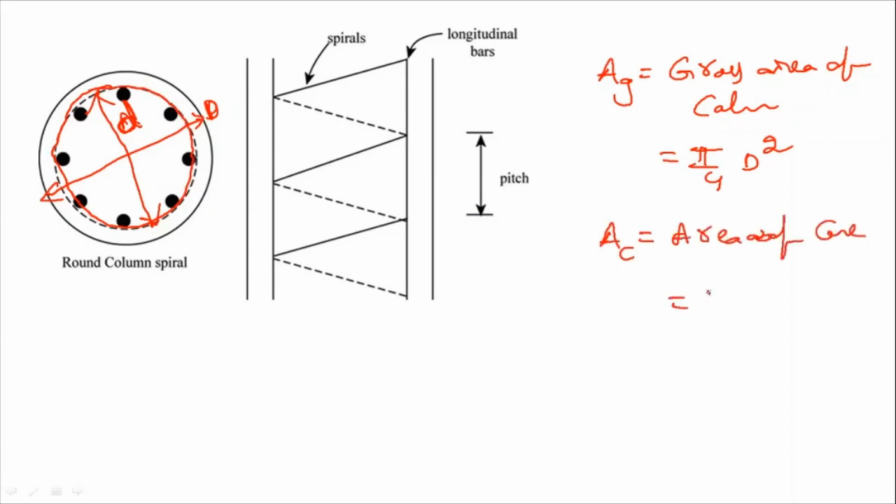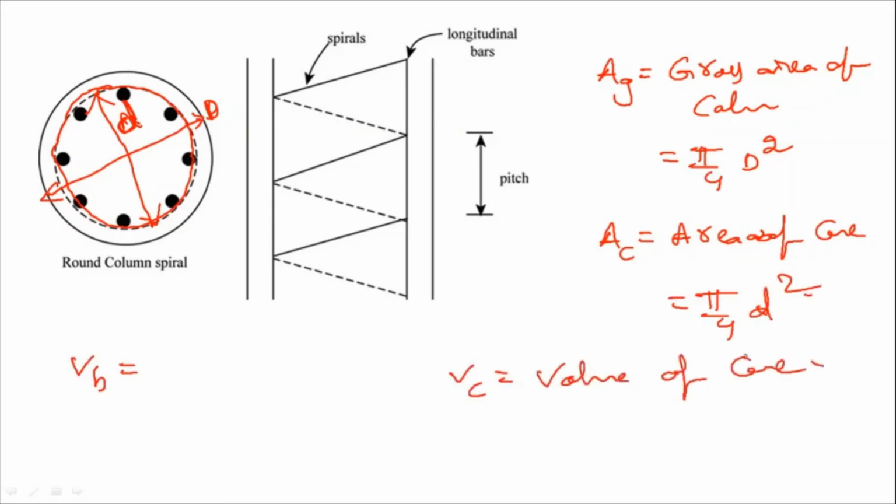and what will be the formula for that? Pi by 4 small d square. Then you have another two terms, VH and VC. VC means nothing but the volume of the core. So simply pi by 4 into d square into, let us say the height of the column is h. So pi by 4 into d square into h will give us the volume of the core.